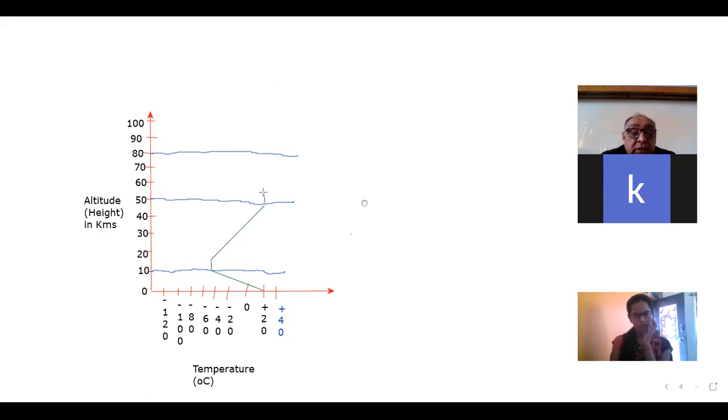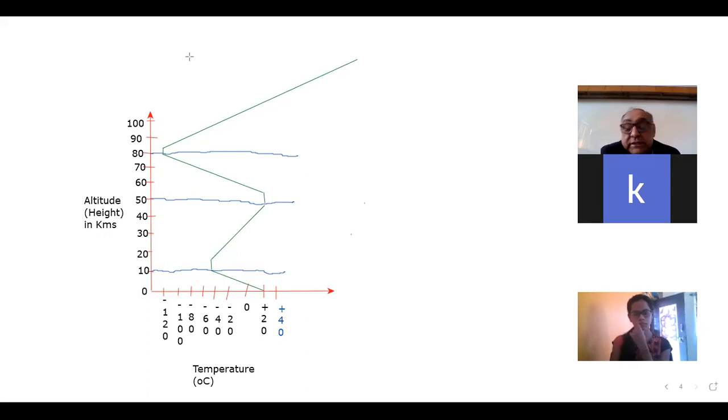Then it will again start declining and go up to minus 100 to minus 120 degrees Celsius, right? And then again the temperature will become constant for a while, and then for some height it will start growing like this. फिर तो पता नहीं कहाँ चला जाता है. Okay, so these are the various layers of the atmosphere.